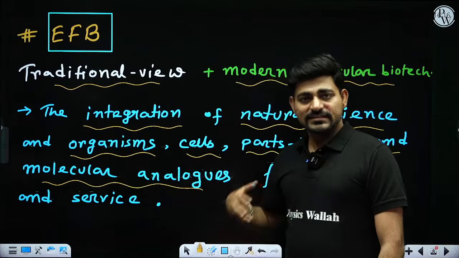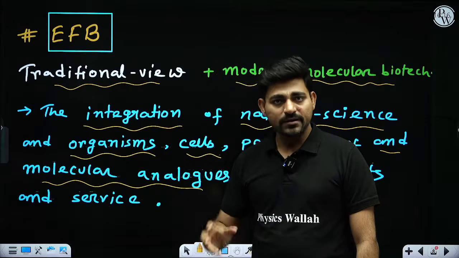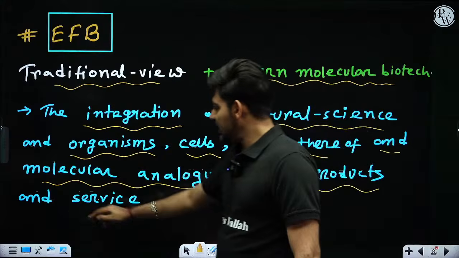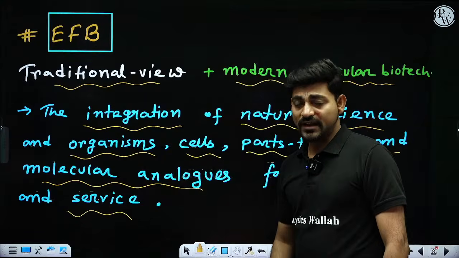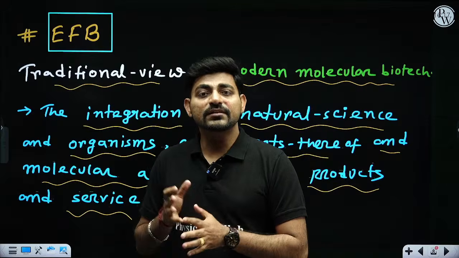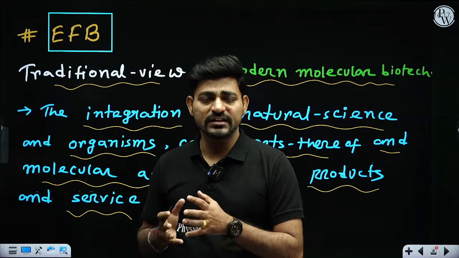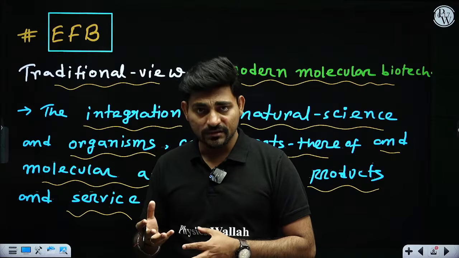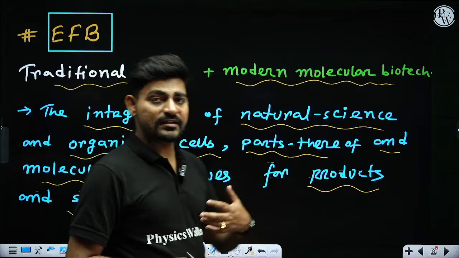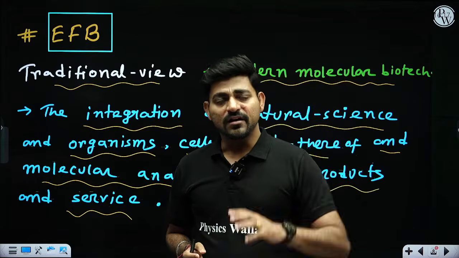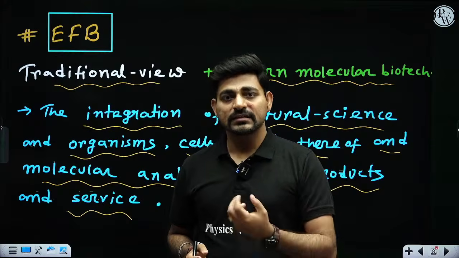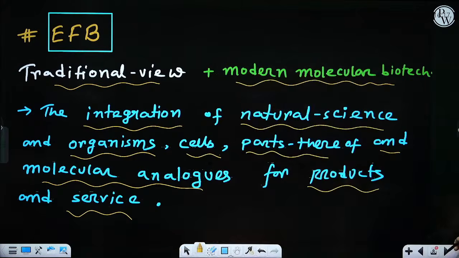They are talking about cells, cell organelles, DNA, RNA, proteins, carbohydrates, lipids for the products and the service. Okay, what kind of service? Like test tube baby, right? Genetic modification, formation of GMO, genetically modified organism, cloning, right? So these will be coming under service, or gene therapy will be coming under services. Now, product means refined enzymes, then refined proteins. These are examples of products.